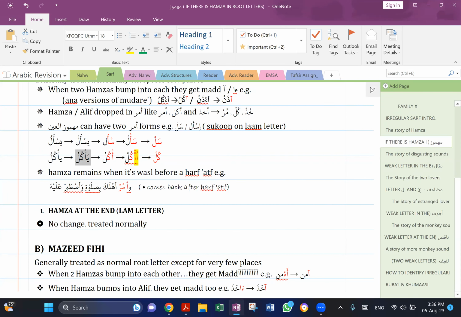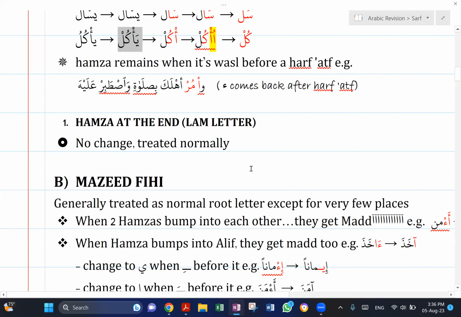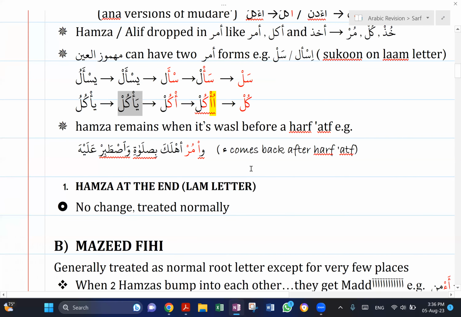Let me make this big so that we can see properly. Don't like small things. Yep, that's better.